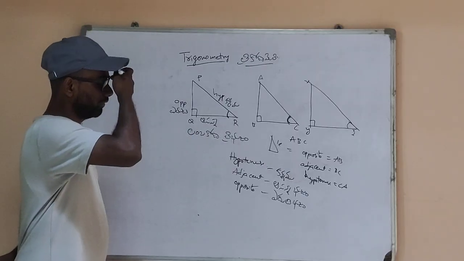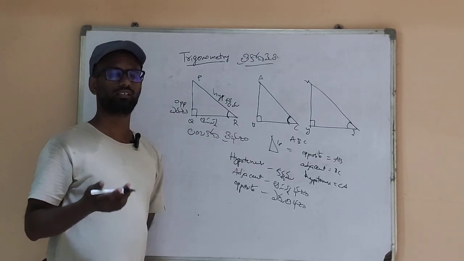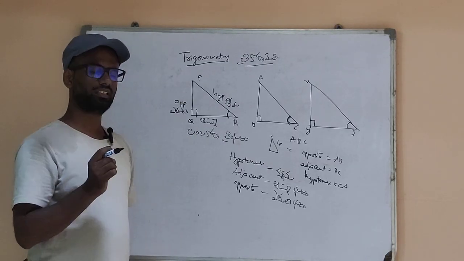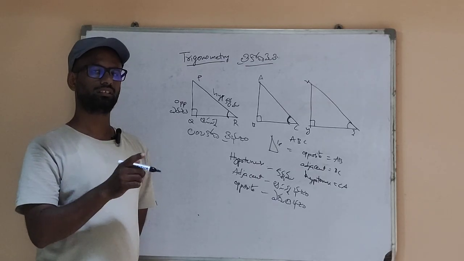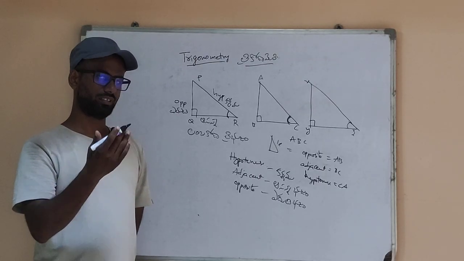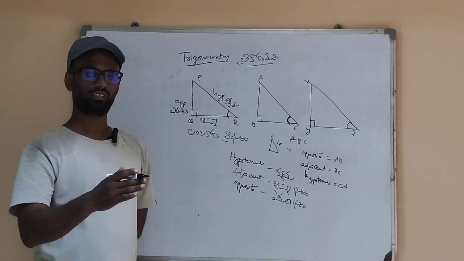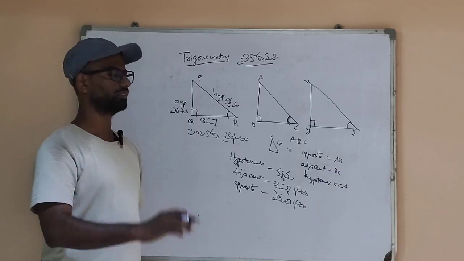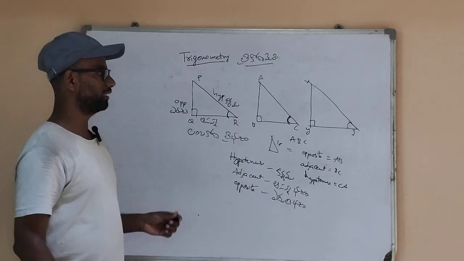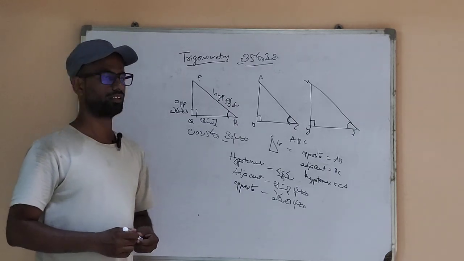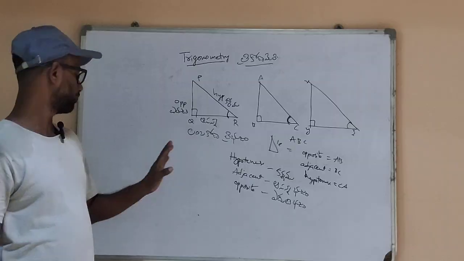In this manner we have to identify the sides and angles. The first thing is you have to identify which one is opposite. The opposite side, then the side beside the opposite is called adjacent, and the remaining is the hypotenuse. These are the basic things in trigonometry. The first and foremost thing you should know.